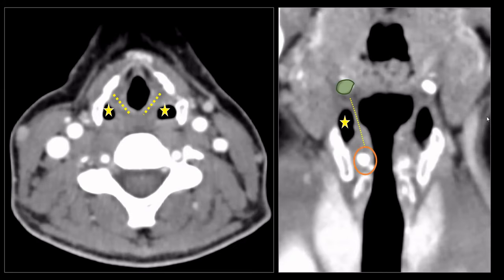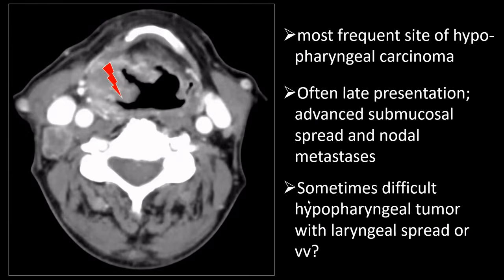sinus, and the lateral wall is formed inferiorly by thyroid cartilage, and then we have a thin membrane connecting thyroid cartilage with the hyoid bone, and this is called the thyrohyoid membrane. This is very thin and also allows the passage of certain neurovascular structures, including the recurrent laryngeal nerve.